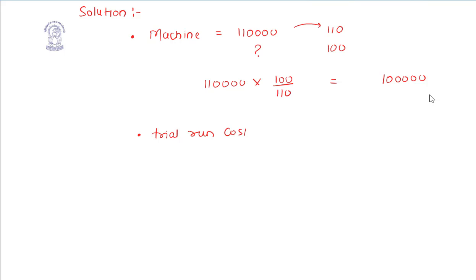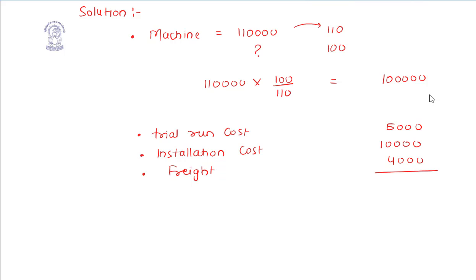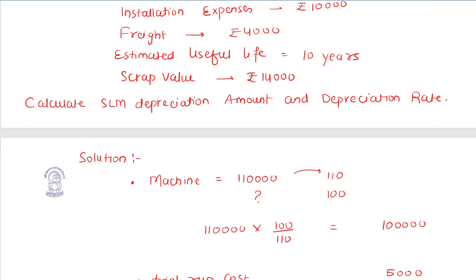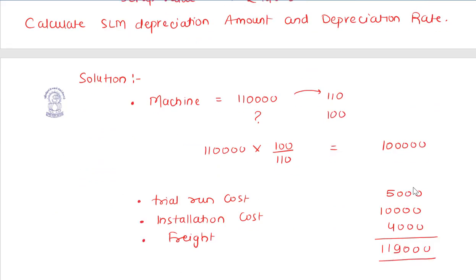So just write: machine is done. Now write trial run cost 5,000, installation cost 10,000. Next, freight is 4,000. The total is 1,19,000. Understood?